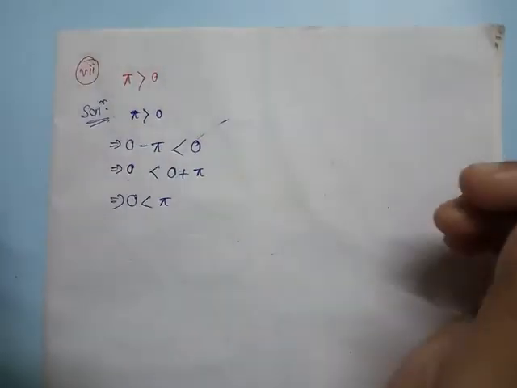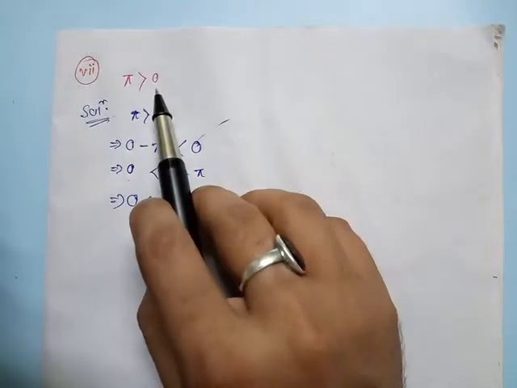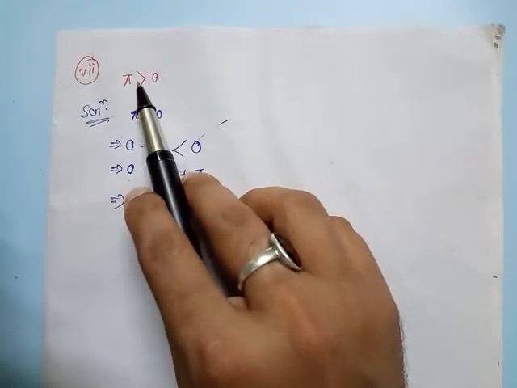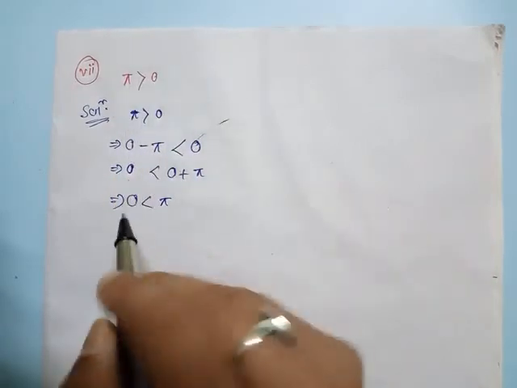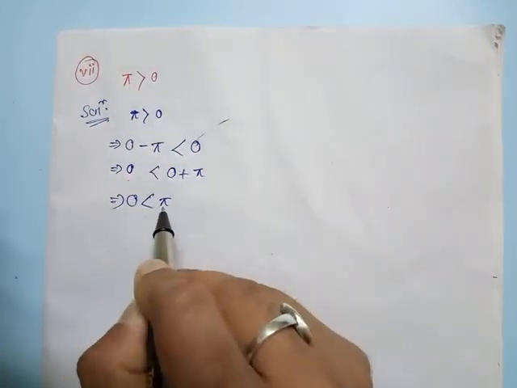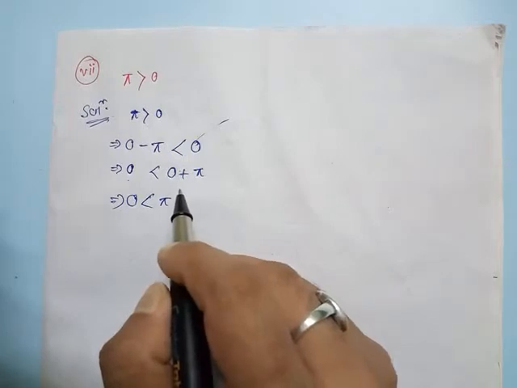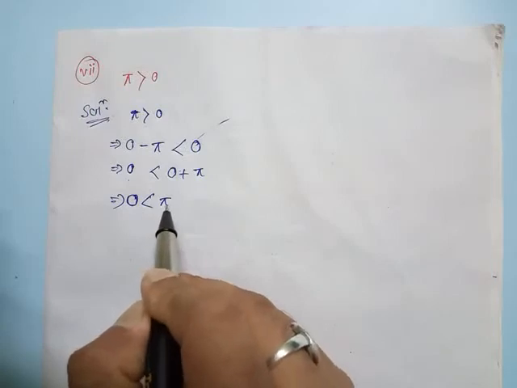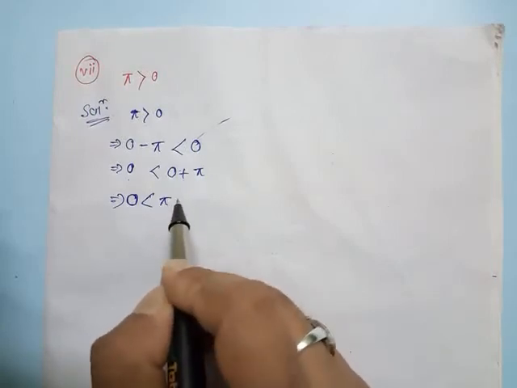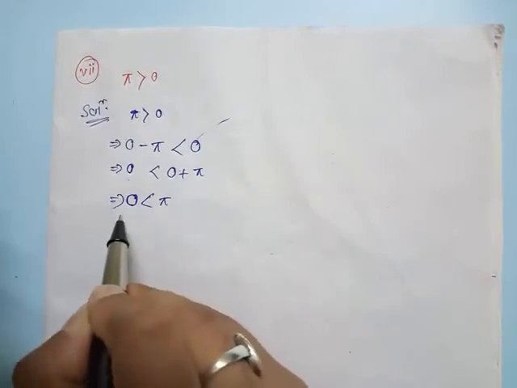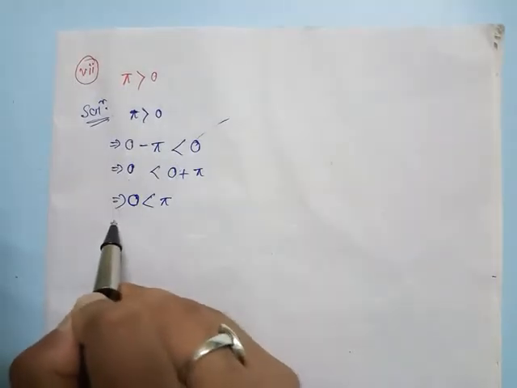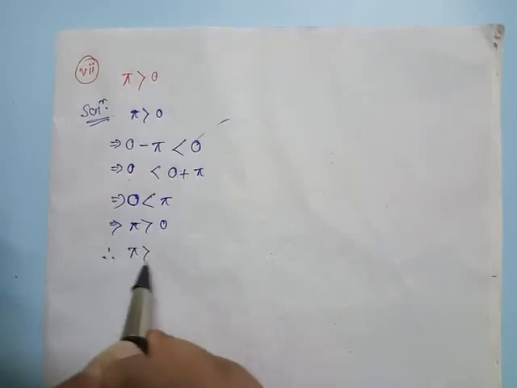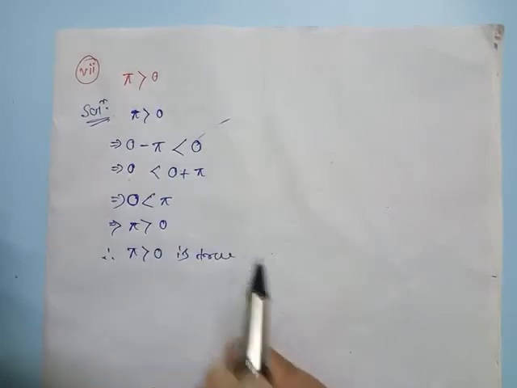But in the given question pi is bigger than 0, so what is the value of pi? The value of pi is 3.14, a positive number, and obviously the value of pi is bigger than 0. Here we proved that 0 less than pi, which means it is also true, because the value of pi is 3.14, a positive value, obviously it is greater than 0. So I will write here that pi bigger than 0, therefore the given question pi bigger than 0 is true.